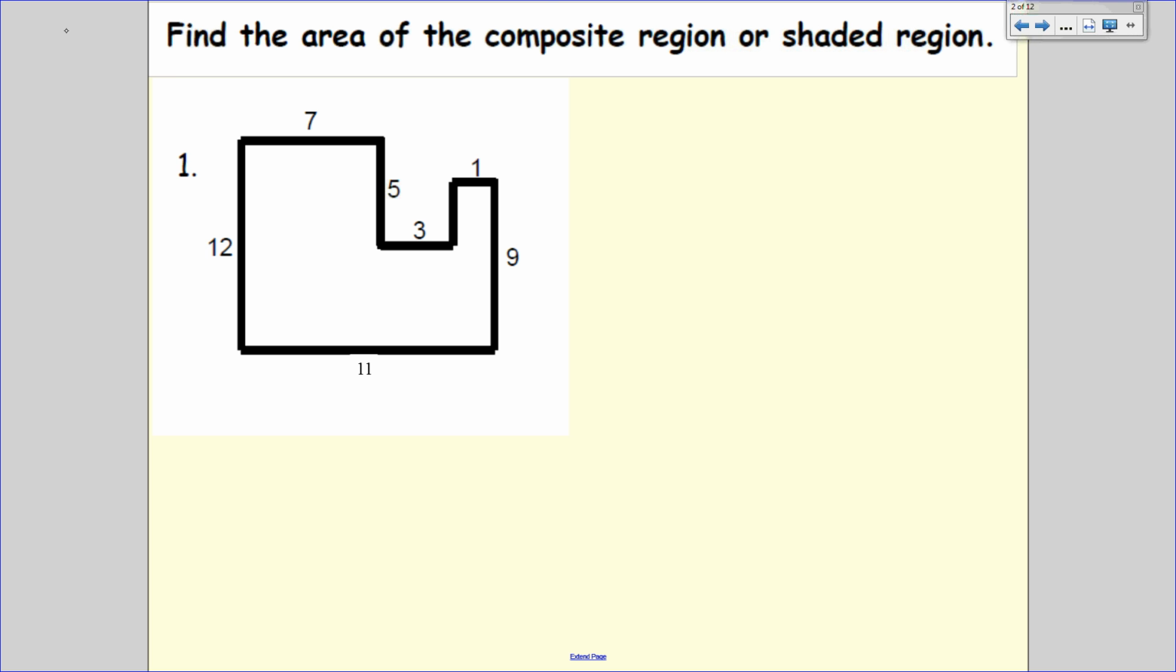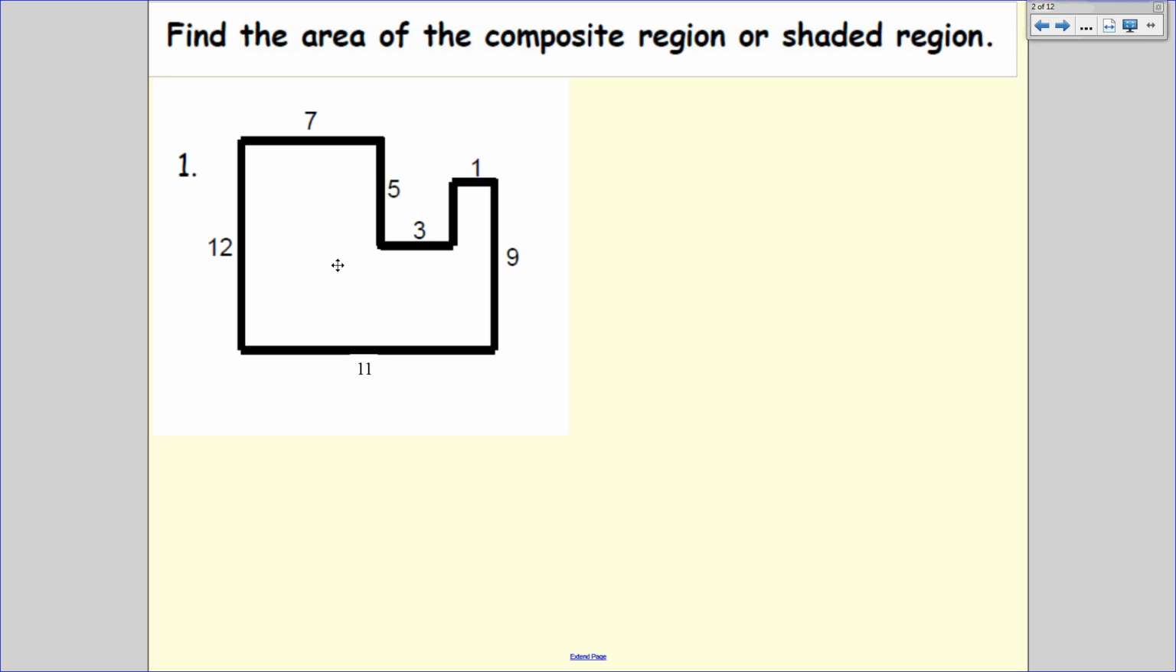The area, what we're going to do is find the area of the composite region or the shaded region, whatever they've given us, okay? So first thing you need to do is here at the bottom, there's a mistake on your paper. It says 7. You need to change that to an 11 because starting from here to here is 7, then from here to here is 3, and then the rest is 1, so that would make it 11. So we need to fix that.